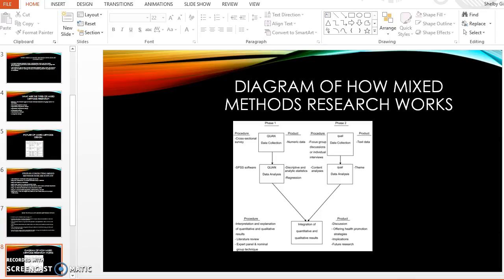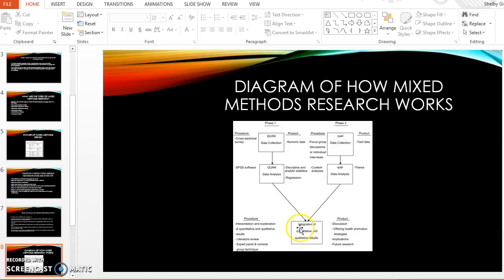Okay, so let's go down here. So we have a diagram here of how mixed methods research works. Phase 1 is there's a huge collection of quantitative data, and then it's analyzed. And then you have part of the finished product. Phase 2 is you have then the qualitative data is collected. And this is a focus group discussion or individual interviews. It's text data. And then it gets analyzed through content analysis. And then you have the other part of the finished product.